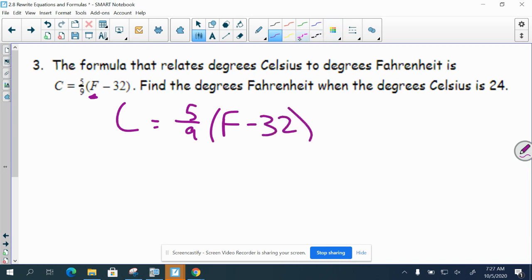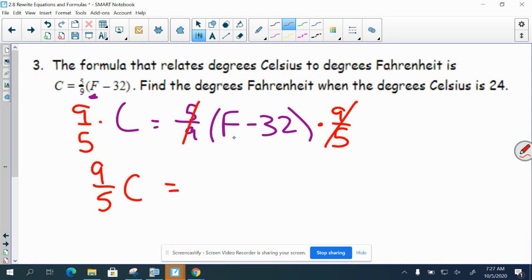One thing you might be tempted to do is distribute the 5/9. However, F and 32 don't go easily into 5/9. So instead, what we're going to do is multiply by the reciprocal. So multiply by 9/5 on both sides. That would give us 9/5 C on the left. The fractions here would cancel, and you just have F minus 32. And then add 32 on both sides.